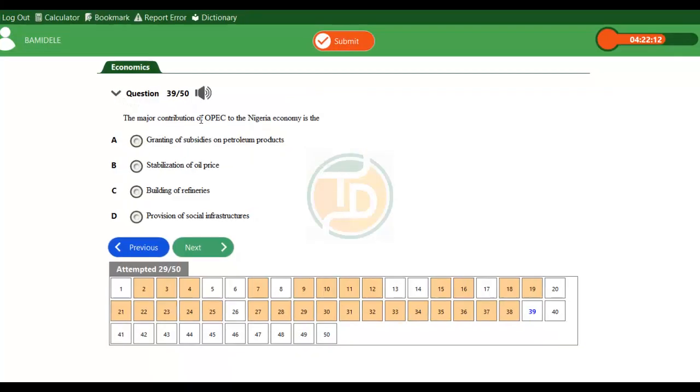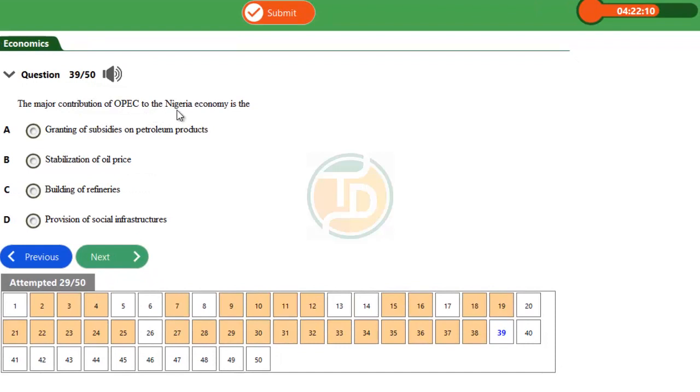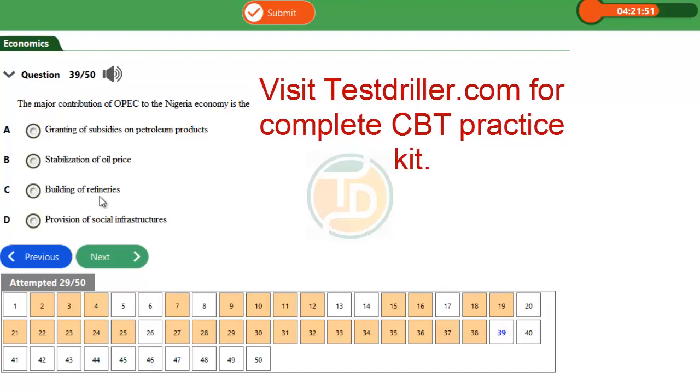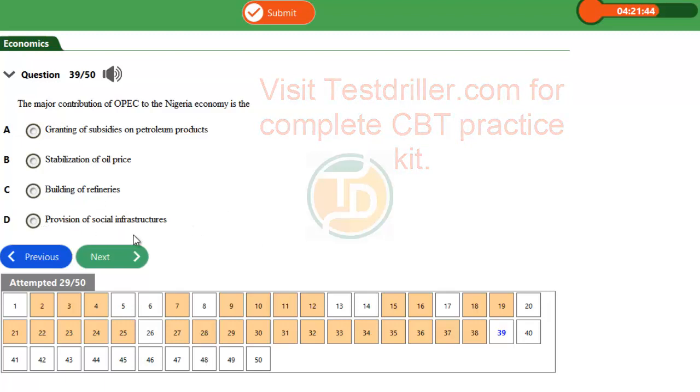The major contribution of OPEC to the Nigerian economy is: option A, granting of subsidies on petroleum products. Option B, stabilization of oil price. Option C, building of refineries. Option D, provision of social infrastructures.